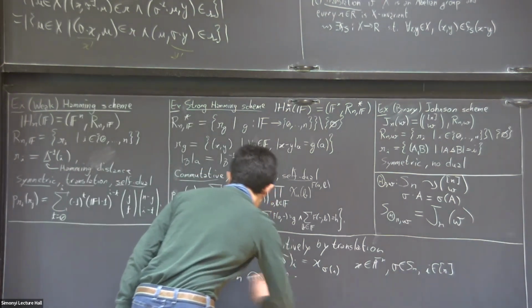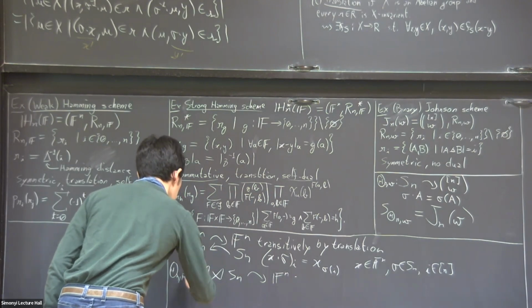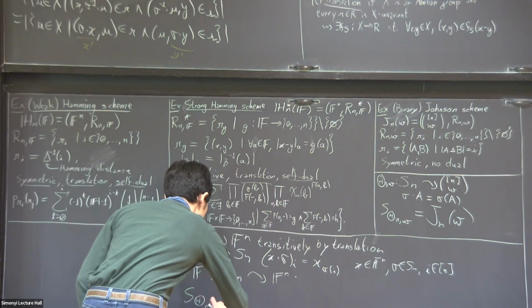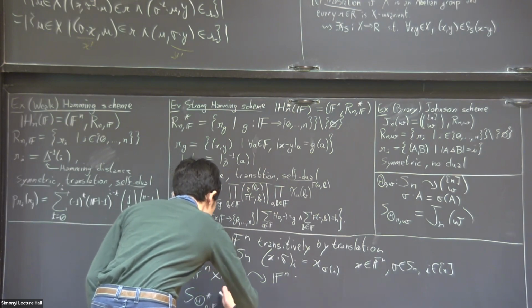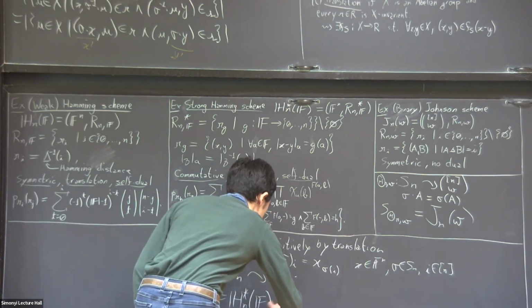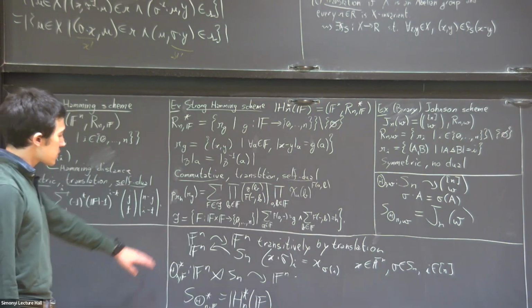And when you put these two together, you get some action, theta n f star. And the corresponding scheme will be exactly the strong Hamming scheme. Now, I will argue why this is the strong Hamming scheme. So the way that you can argue is slowly.